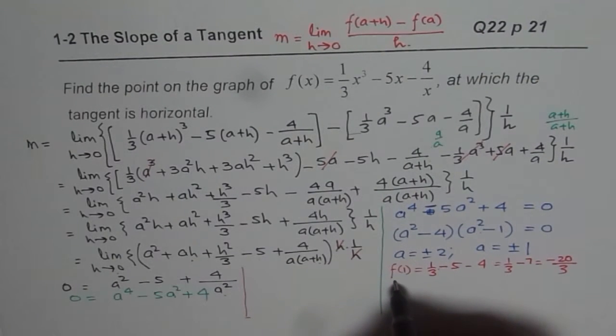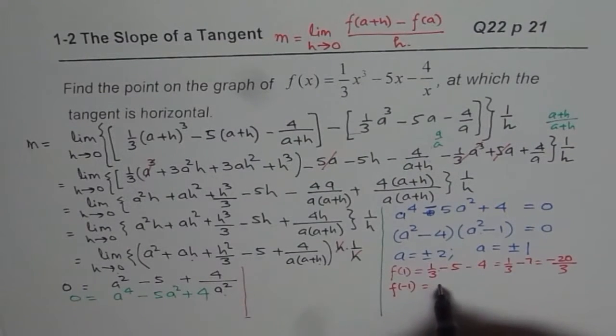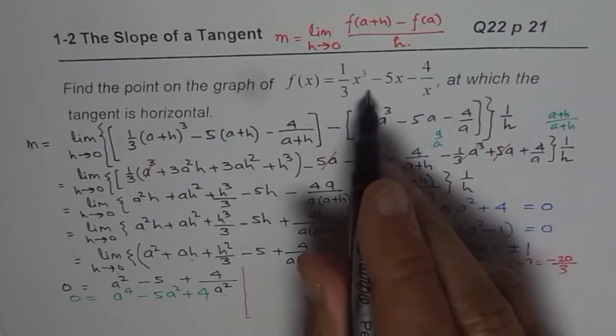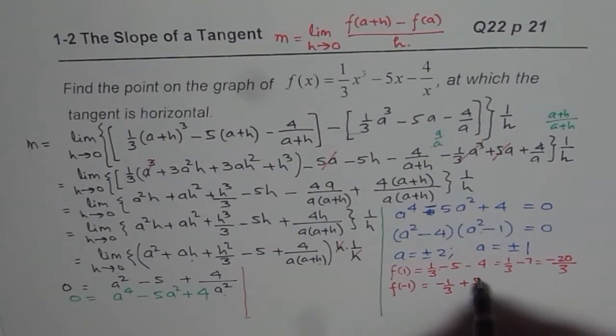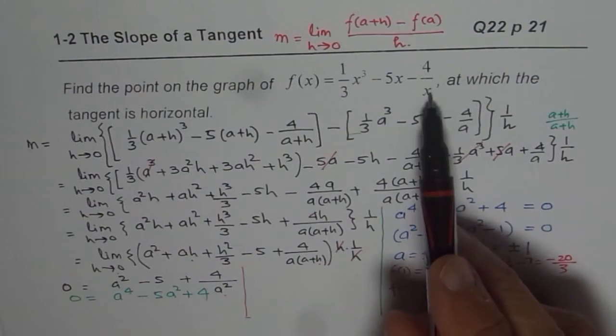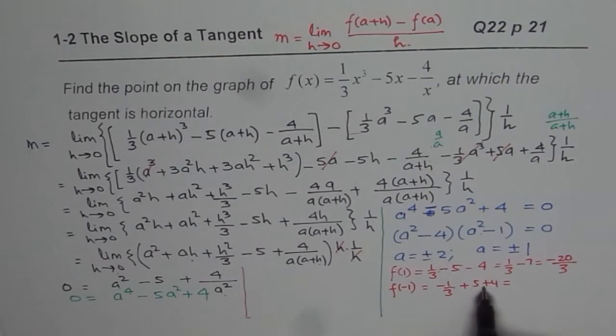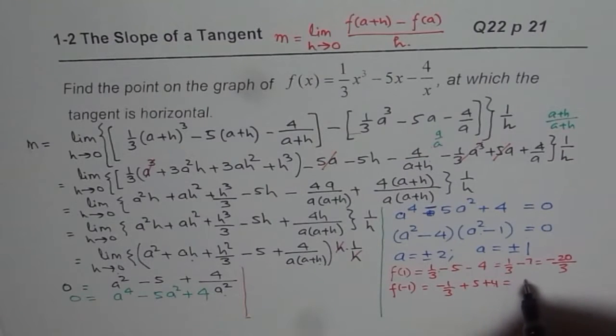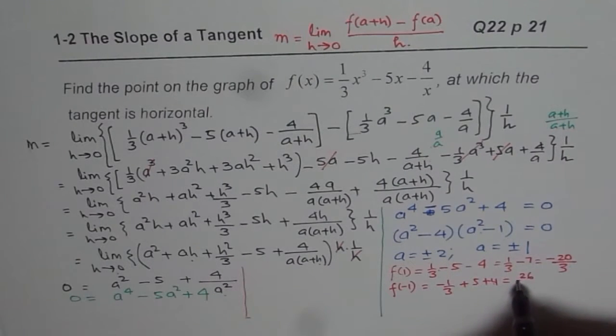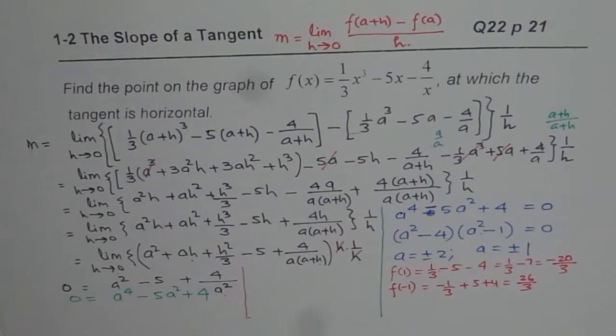The second point will be f of minus 1. If I substitute minus 1 here, I get minus 1 over 3. That becomes plus. And minus 1 makes this plus 2. Okay, in that case the point is 9, and 3 times 9 is 27. 27 minus 1 is 26, so we get 26 over 3 as the second point.